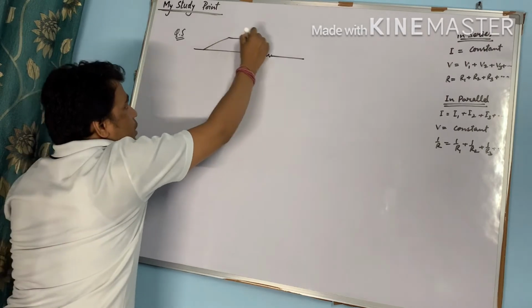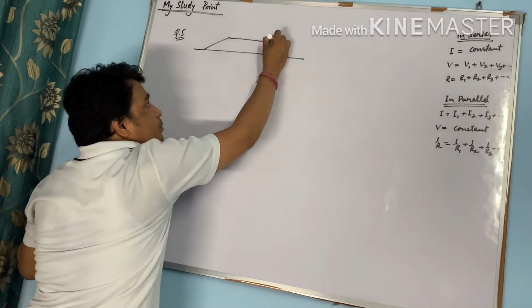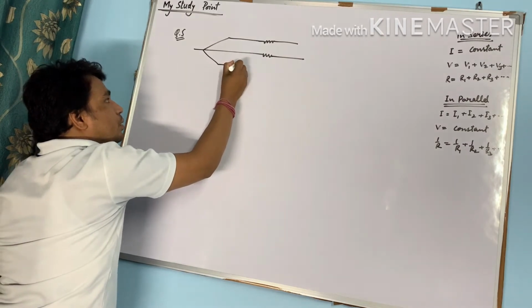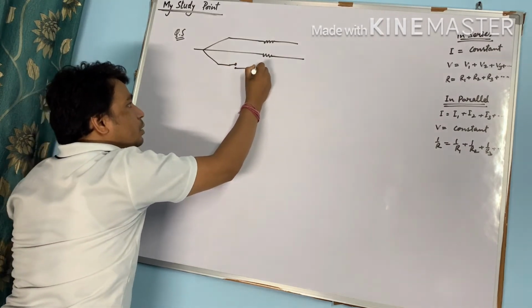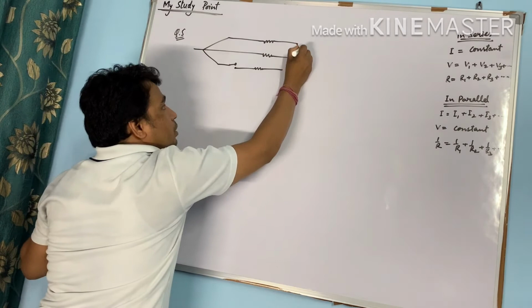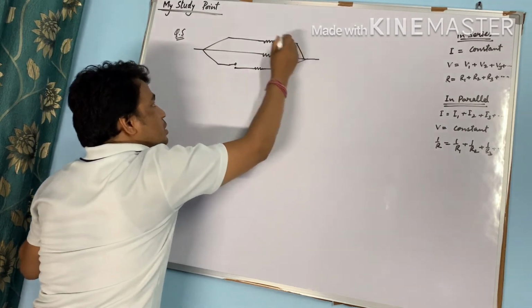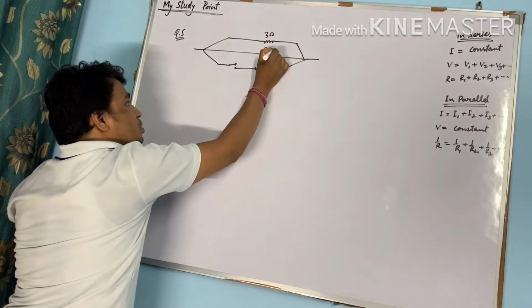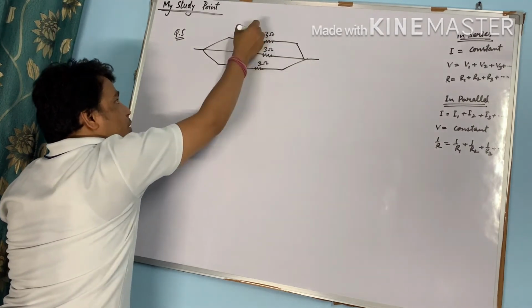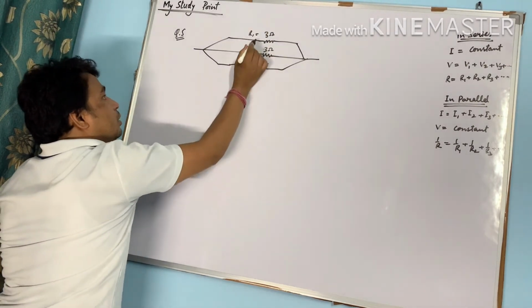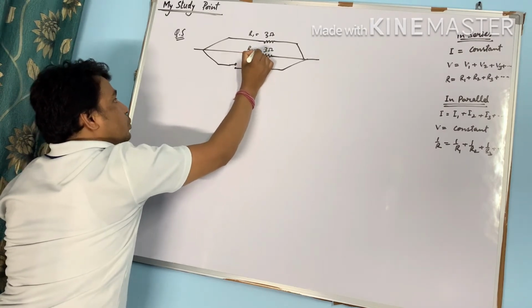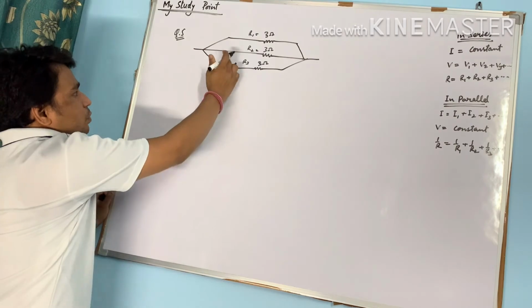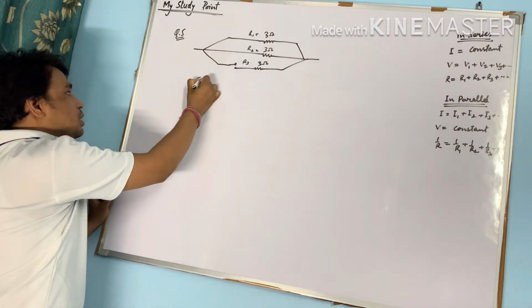Three resistors are connected in parallel. All of them are 3 ohm resistors. R1 is 3 ohm, R2 is also 3 ohm, R3 is also 3 ohm. But there is a switch in the third one. We have to calculate the total resistance.